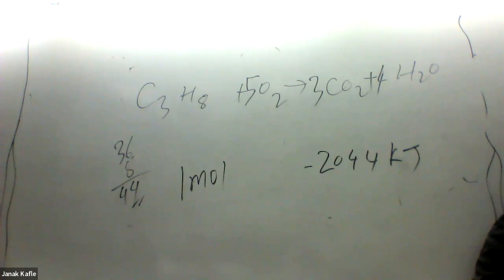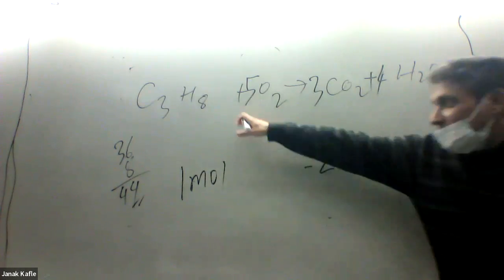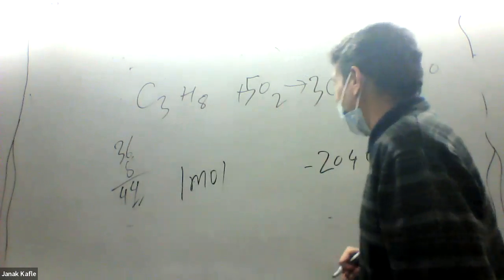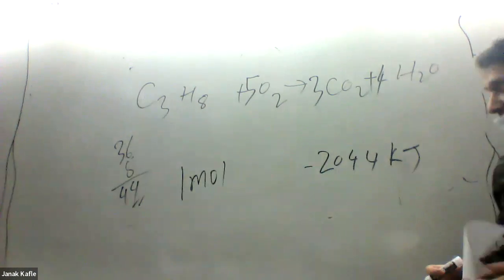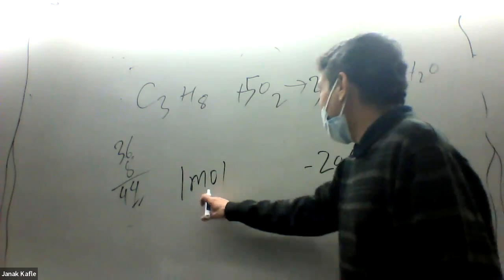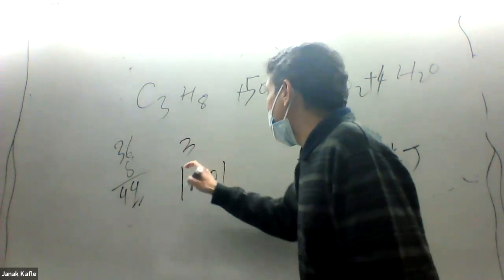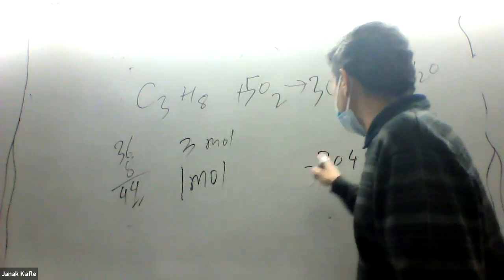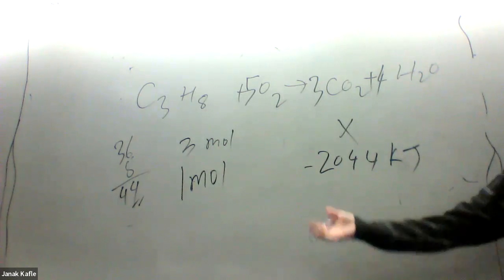So if you want 1 mole, 1 mole means 44 gram of propane, you get that much heat out. And the question is, what is the standard enthalpy change for the combustion of 3 mole? So 1 mole value is already given. You now need to know how much heat is given if you want 3 mole of propane. So 1 mole gives this much. 3 mole, how much heat would you get? So you just put there 3 times, right?